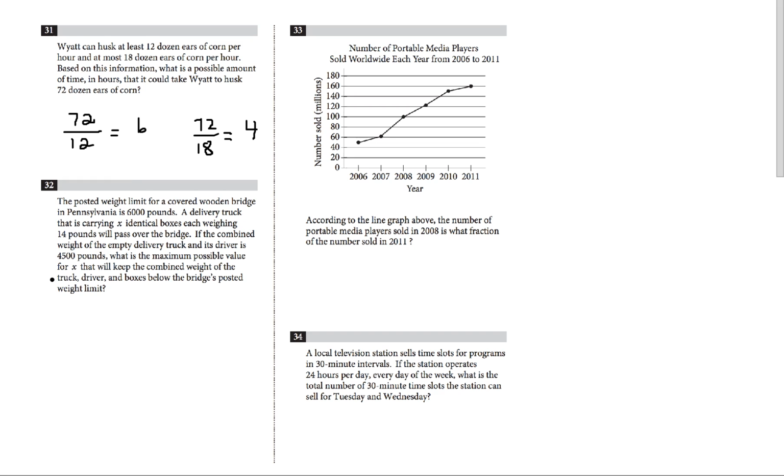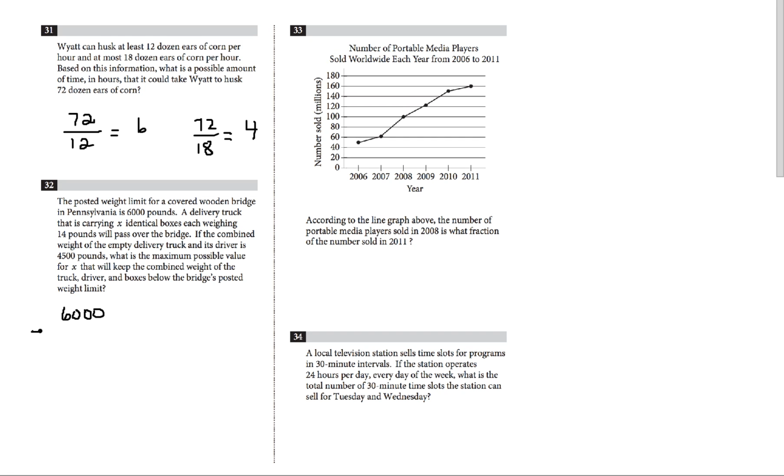The posted weight limit for a covered wooden bridge in Pennsylvania is 6,000 pounds. A delivery truck that is carrying x boxes, each weighing 14 pounds, will pass over the bridge. If the combined weight of the empty delivery truck and its driver is 4,500 pounds, what is the maximum possible value for x that will keep the combined weight of the truck, driver, and boxes below the bridge's posted weight limit?